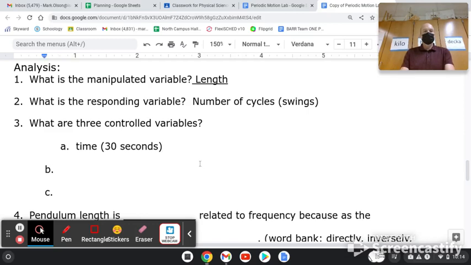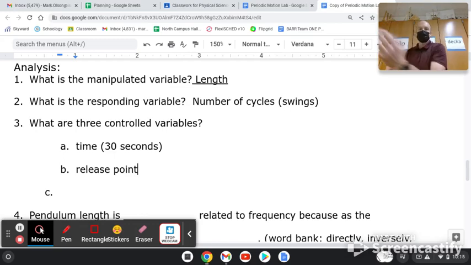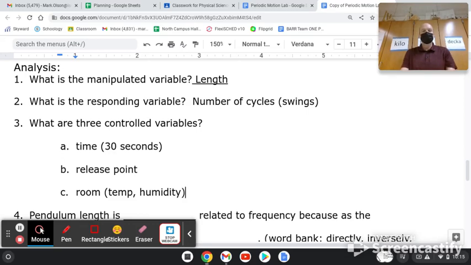Another thing, the release point. So when you let the pendulum go, hopefully you let it swing about the same height. If you pull it up really high, things might have gotten weird, but that's another thing. And then things like the same room, right? Room. So that'd be like the temperature, right? Humidity. Those things could have an effect. So you could think of a whole list of other ones as well.